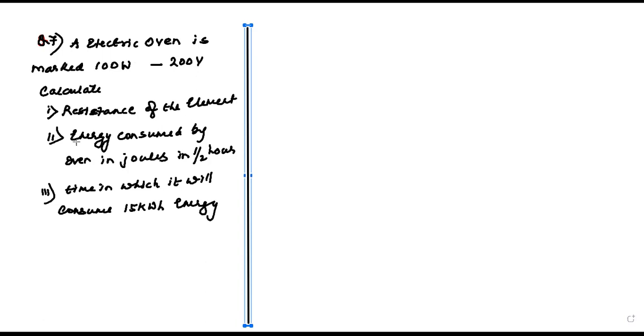Calculate the resistance of the element, the energy consumed by the oven in joules in half an hour, and the time in which it will consume 15 kilowatt hour energy. So very simple sum, children. Remember, the only thing is it's a question of power rating. We call these questions of power rating. In power rating questions, immediately in your mind this should work: power P is always VI. One formula, P is equal to VI.